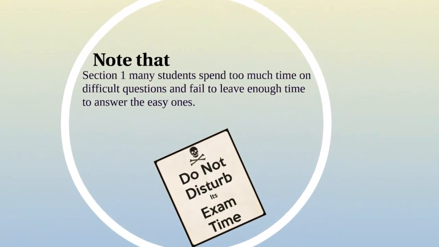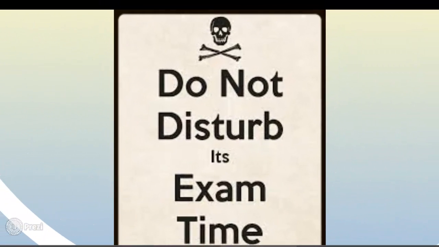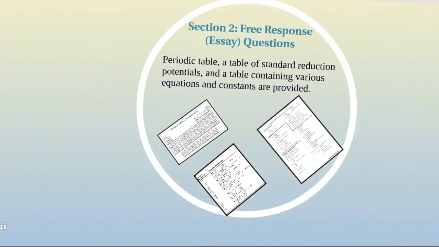Unfortunately, many students who take the AP Chemistry exam don't get their best possible score on section 1 because they spend too much time on difficult questions and fail to leave enough time to answer the easy ones. So don't let this happen to you. To avoid the problem, go through the entire test and answer all easy questions first.